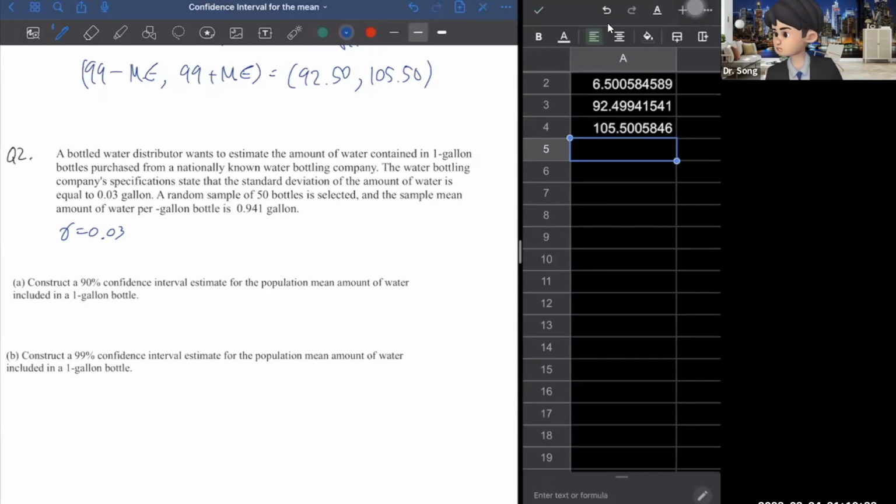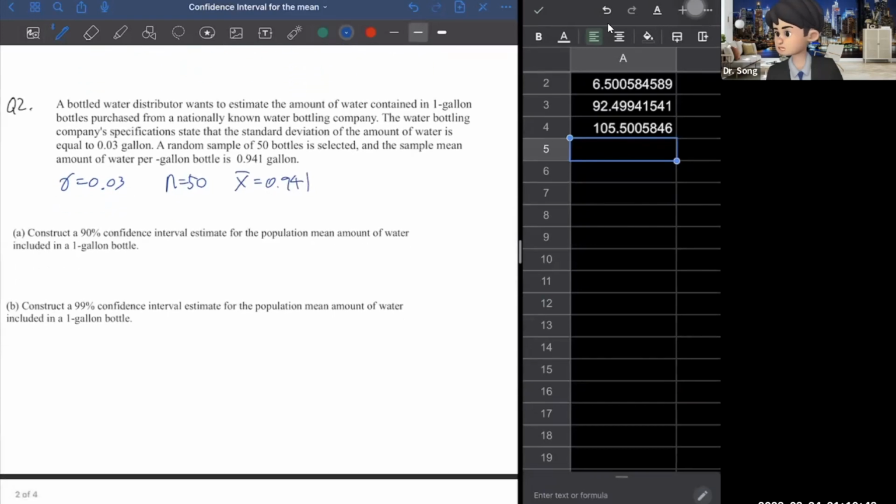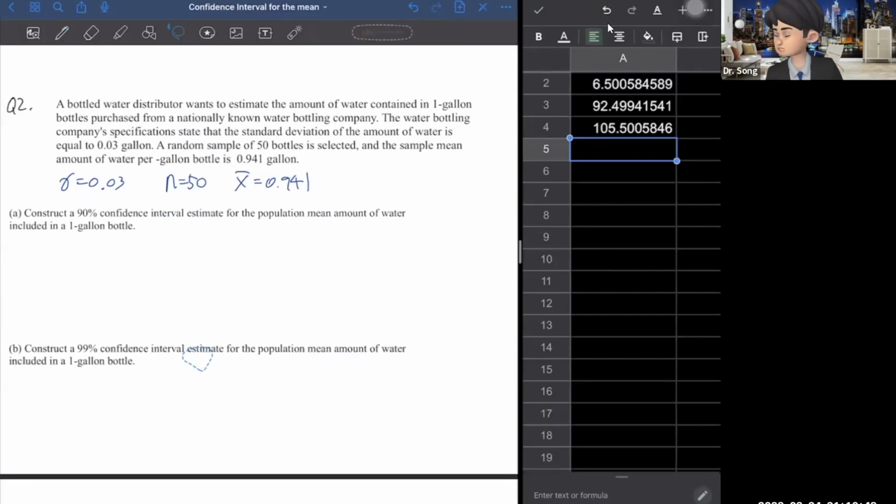And a random sample of 50 bottles, so that means n equals 50. And then the sample mean X bar is known as 0.941, okay? Now the first question, construct a 90% confidence interval. So it's exactly the same question. We can use a normal distribution. Why is that? Sample size is large enough and we know the population standard deviation. That satisfies the condition. That's why we can use the normal distribution. Then here, X bar plus minus margin of error. And this margin of error is Z alpha over 2 times sigma over square root n.